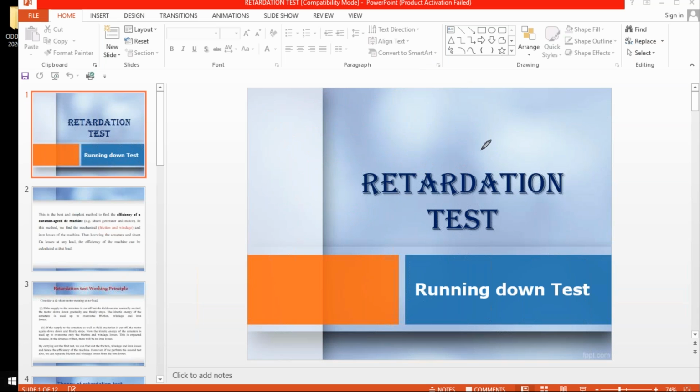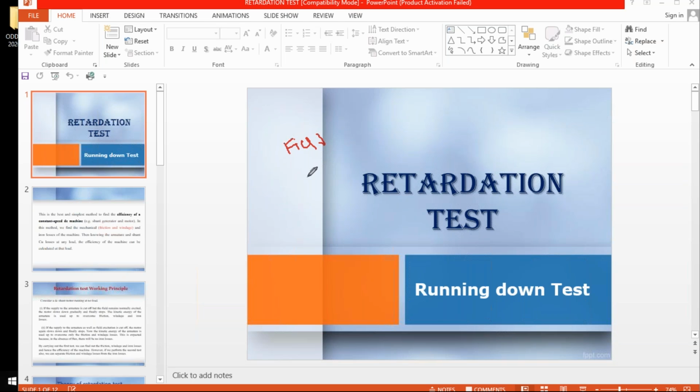This is the last topic from your third unit, that is, the retardation test on DC motor. Generally, the field test and the other tests apply to types of motors: shunt, series, or compound. What type of motor can the field test be applied to? Compound.